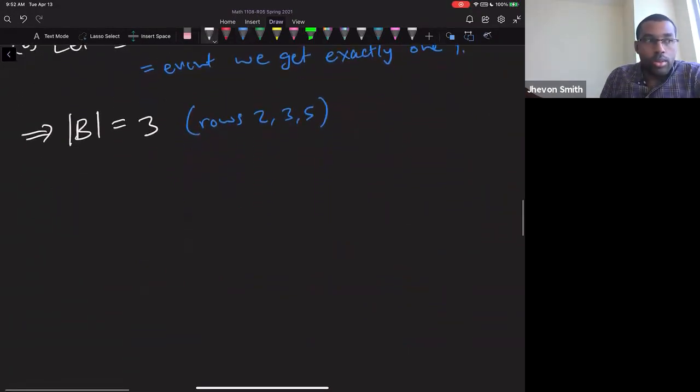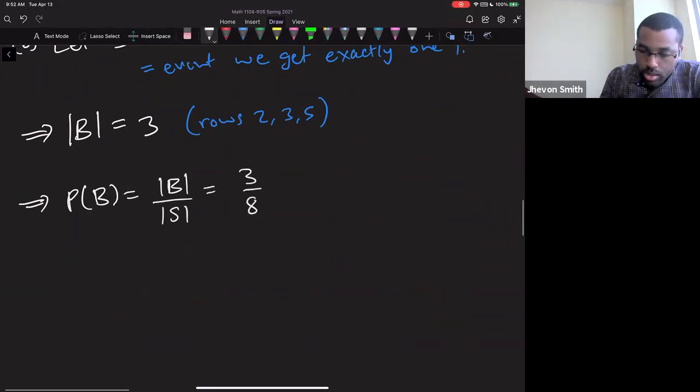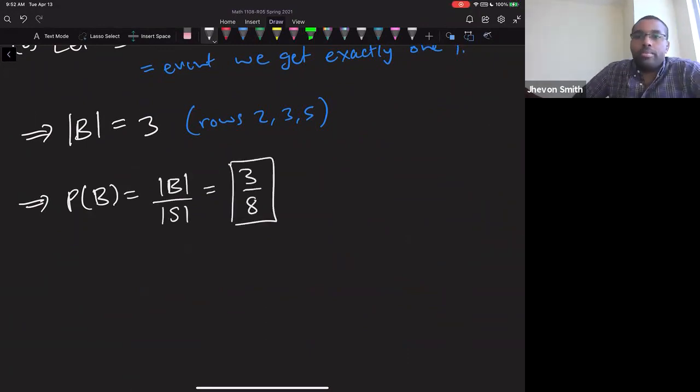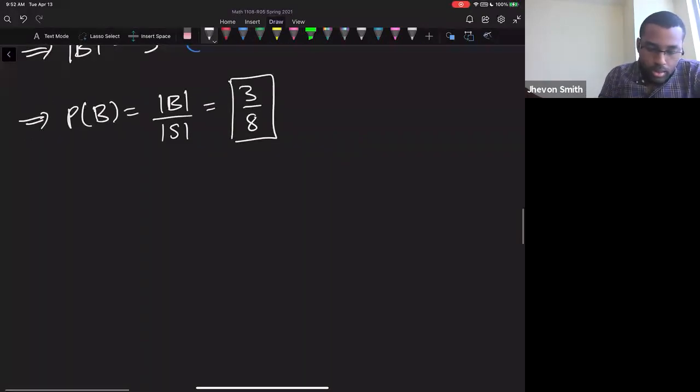So I'm looking at those 3 rows. This means that the probability of B is the size of B over the size of the sample space. So again, 3 over 8. Can move on to C.